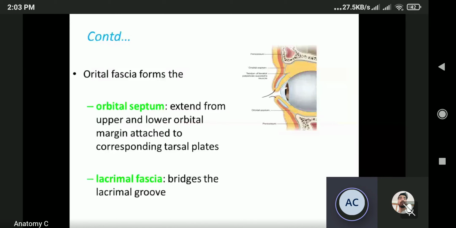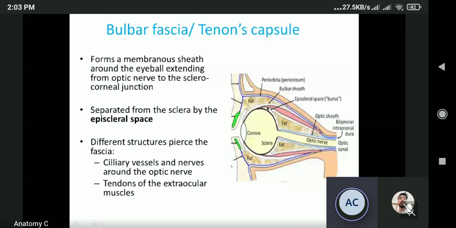Now talking about the other fascia, that is the bulbar fascia or Tenon's capsule. So bulbar fascia forms the membranous sheath extending around the eyeball from the optic nerve. This is extending from the optic nerve to the sclerocorneal junction. Sclera and the corneal junction. It will come up to here. From here, look at it. This is the bulbar sheath.